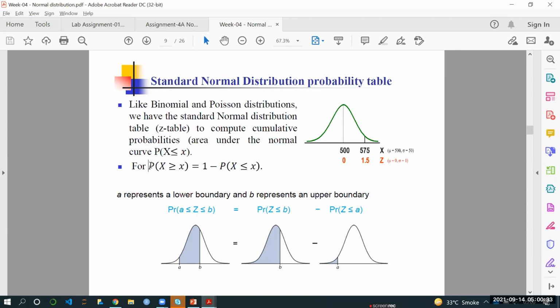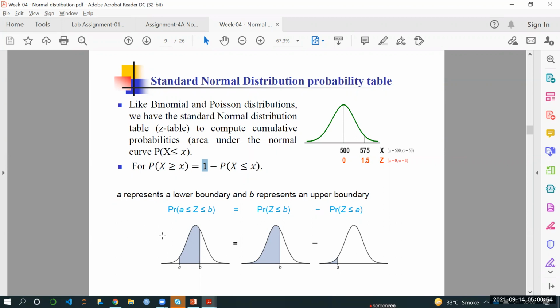But if you want to find the right-hand side probability, which is the area above the point value, then you have to take 1 minus the area under the curve. That means if you have a greater than or equal to sign, you have to take the complement: the total area, 1, minus that specific value.